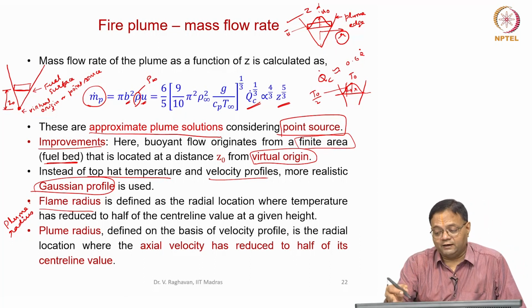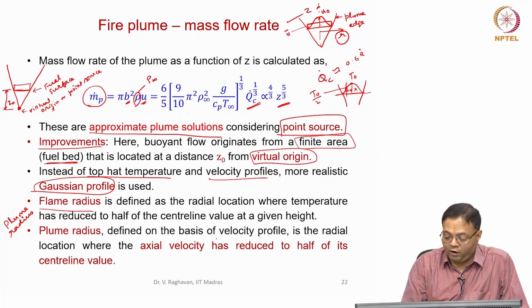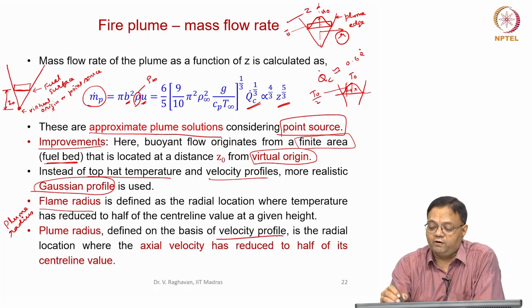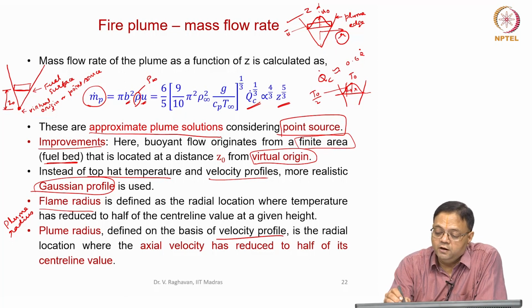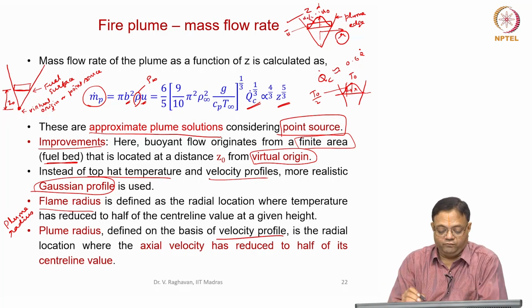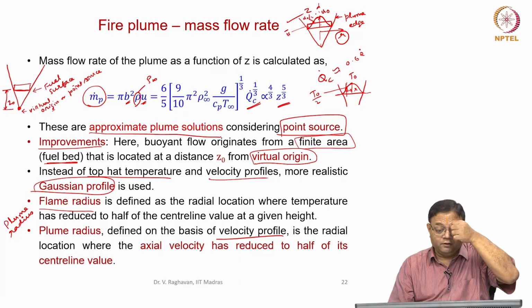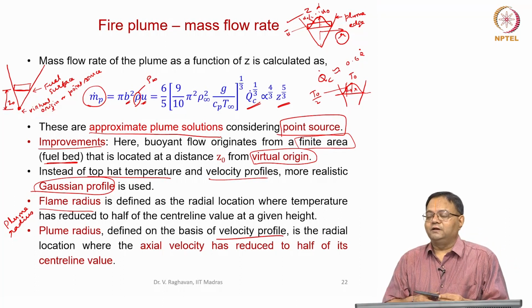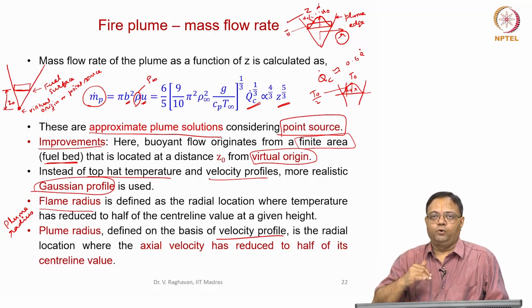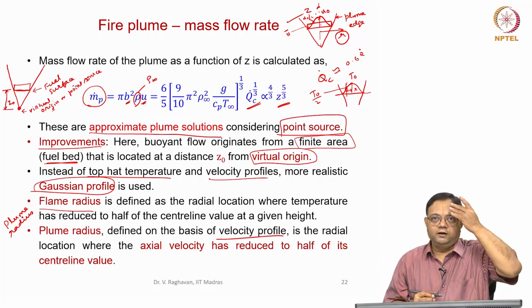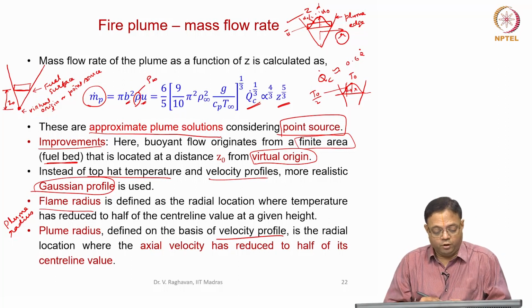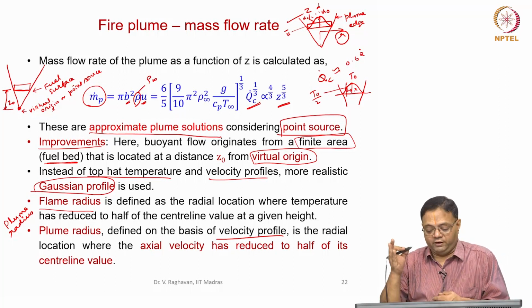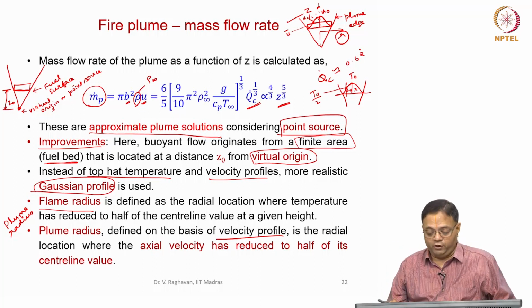Now, either I can take the temperature profile or I can also take a velocity profile. That means I have velocity which is maximum at the center and it drops to 0. At a particular radius, it will drop to u0 by 2. So, that also I can take as the plume radius. That is, the plume radius can be taken based upon the temperature profile where the center line temperature drops to half of its value at a particular radius, or it can be taken as the radius at which the axial, central velocity decays to half of the value.